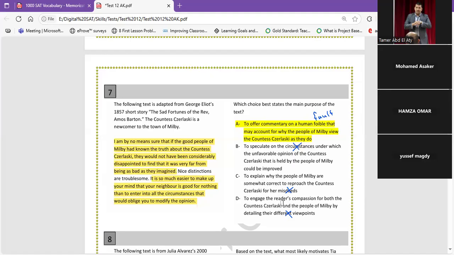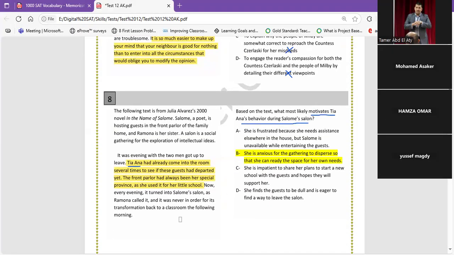"To engage the reader's compassion for both the Countess Zerlisky and the people of Melby by detailing their different viewpoints." He didn't talk about different viewpoints. And if you are not sure about your answer, it's better to read the whole thing, and you're going to find what I told you.